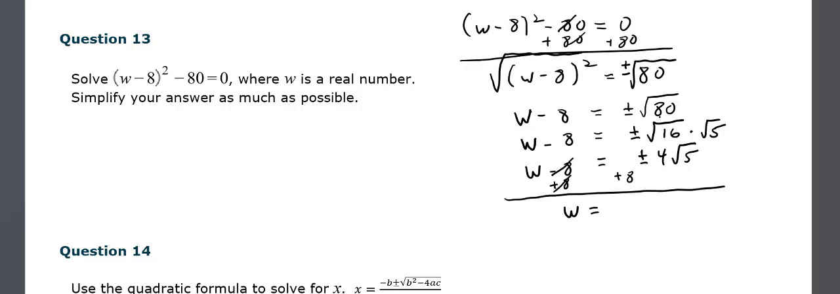So this gives us w equals 8 plus or minus 4 square roots of 5. We cannot add those together because they're not like terms. So we do have two solutions. One is 8 plus 4 square roots of 5, and the other one is 8 minus 4 square roots of 5.